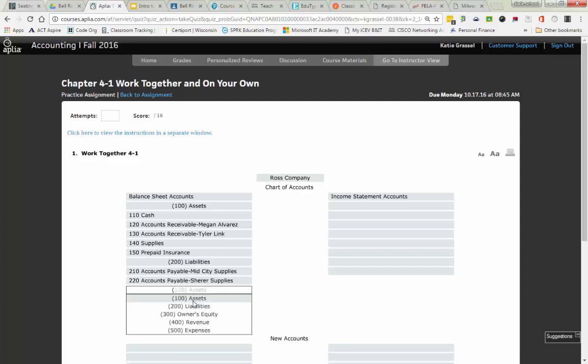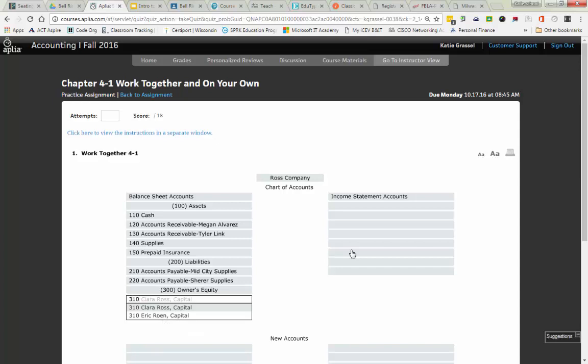So now I have to do 300, meaning I'm going to do my owner's equity. And I told you that drawing is a contra account to our owner's equity account. So 310 has to be our capital, always. 310 is capital, 320 is going to be drawing. Capital would always come before drawing.